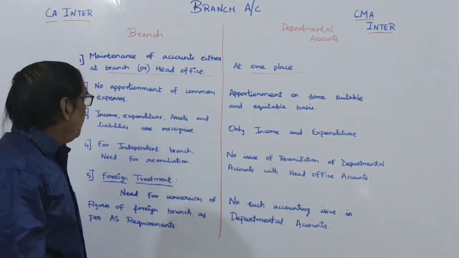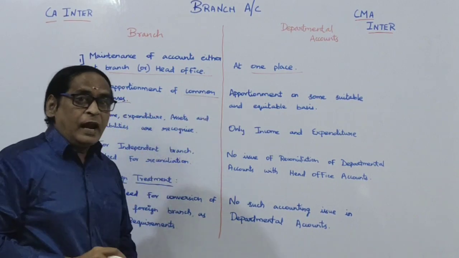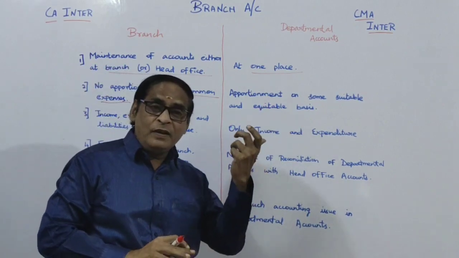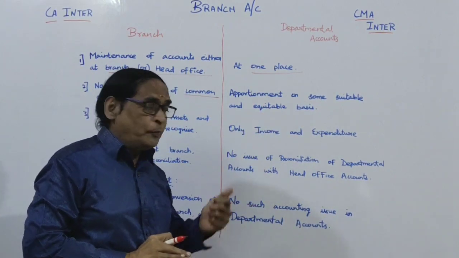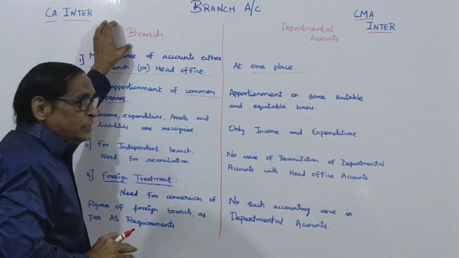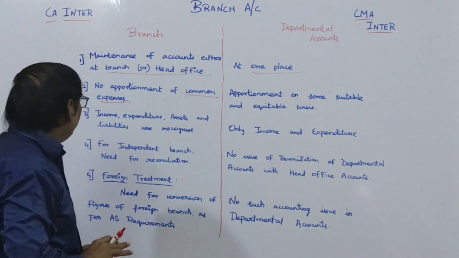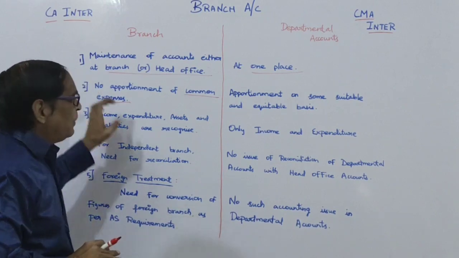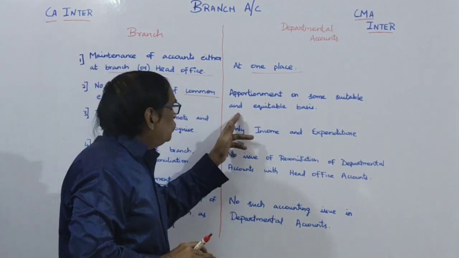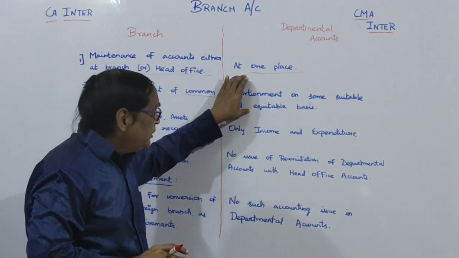And then the next important point, no apportionment of common expenses. We have already seen how to apportion the common expenses between departments on the basis of electricity, on the basis of number of workers, on the basis of the machine value like that. So here, as far as branch is concerned, no apportionment of common expenses is allowed. So no need of apportioning common expenses in case of branches, whereas in departments the apportionment is on a suitable and equitable basis.